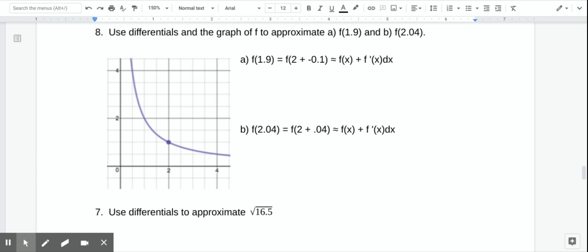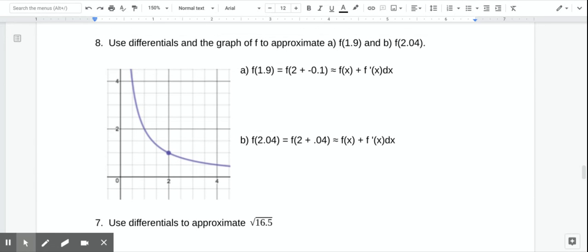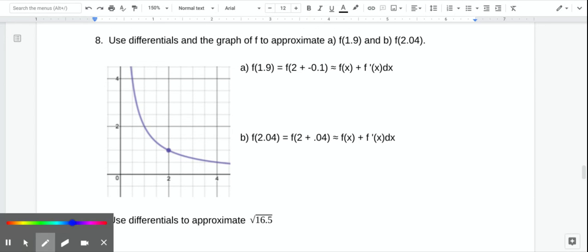So one of the applications of differentials is using it to make approximations. For example, we have this function, f of x here, and we do not have the equation for it. We just have the graph. So this is our function f of x, and we want to know f of 1.9.